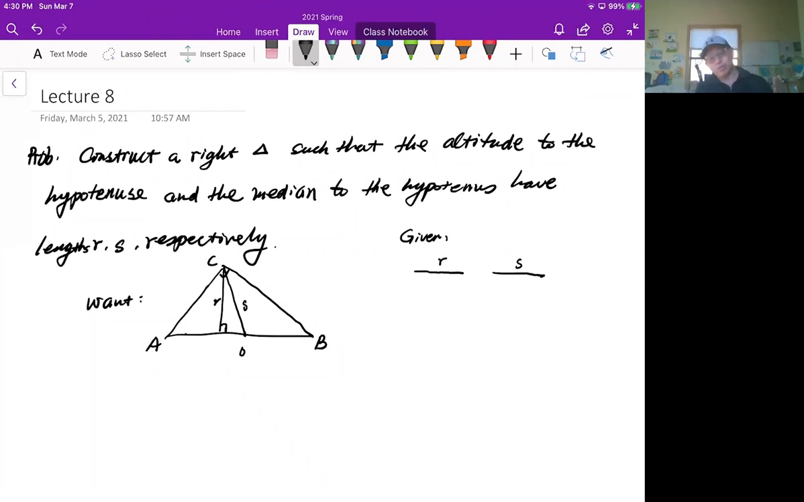And what I want is to construct the right triangle such that the altitude to the hypotenuse is R and the median to the hypotenuse is S. Assuming that S is bigger than R, so let's assume that R is smaller than S. Otherwise, you don't have an answer. Does everyone understand that? So how could I get such a triangle? R and S are given, and I want to get such a right triangle. Let's think about that for half a minute.